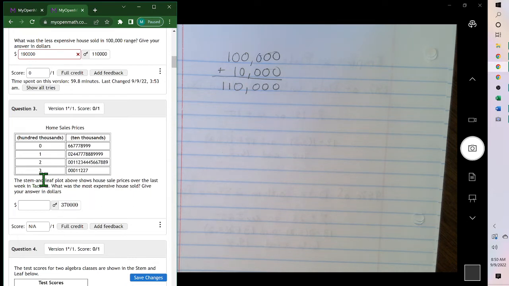Most expensive would be in the 300,000s. Now this is 0, so it would just be 300,000. There were 3 of them. And there were 2 at 310,000, 2 at 320,000, but the 7 would be the highest. 370,000, because you take 300,000 plus 7 times 10,000 is 70,000. You can get 370,000.